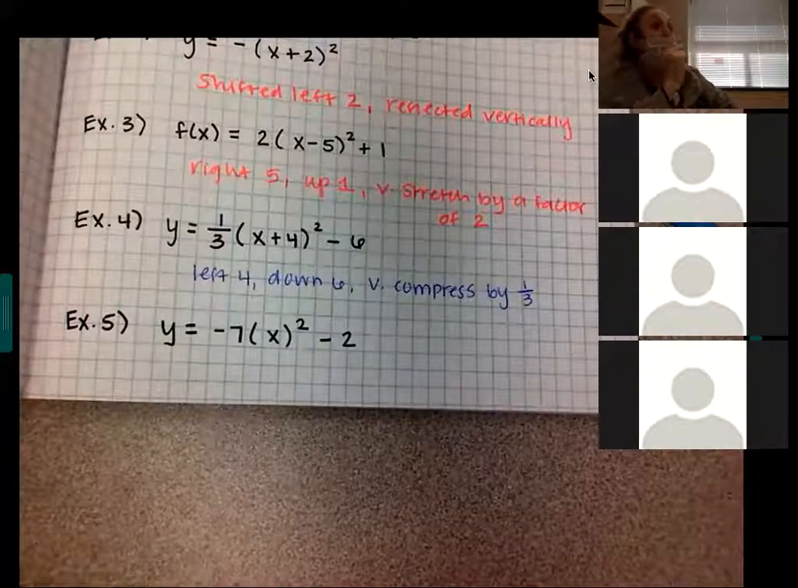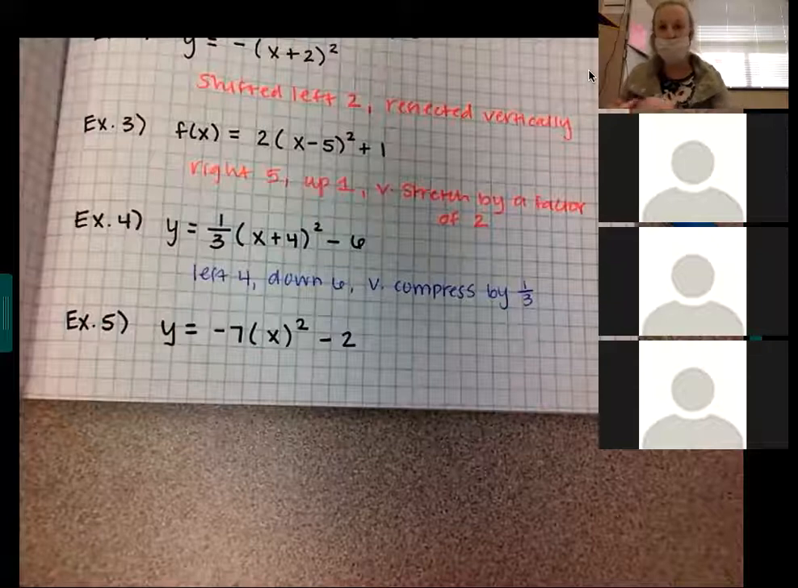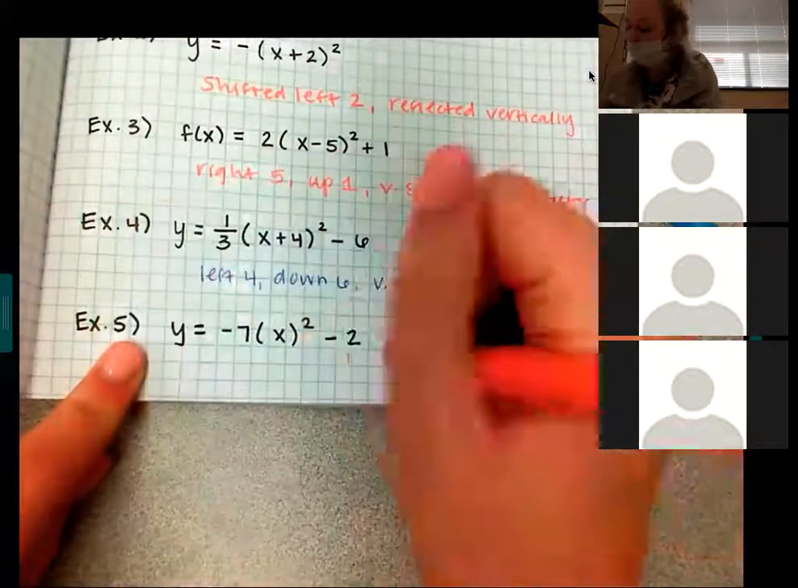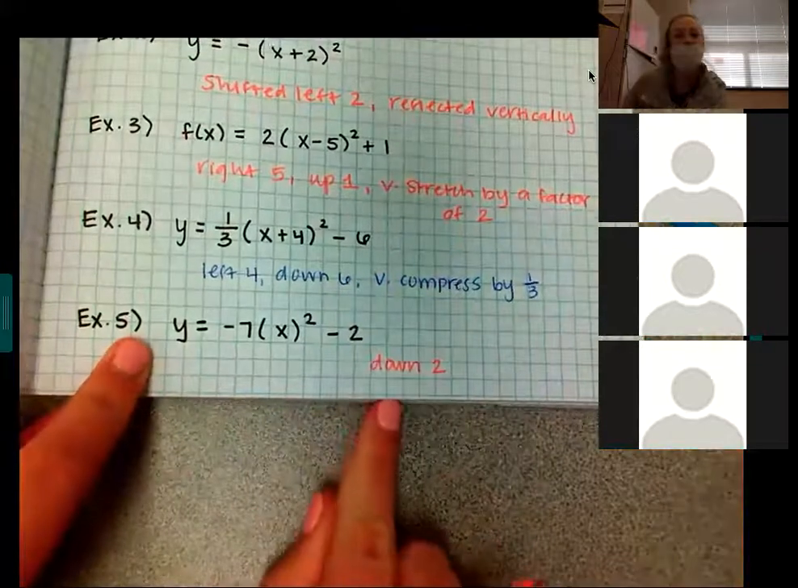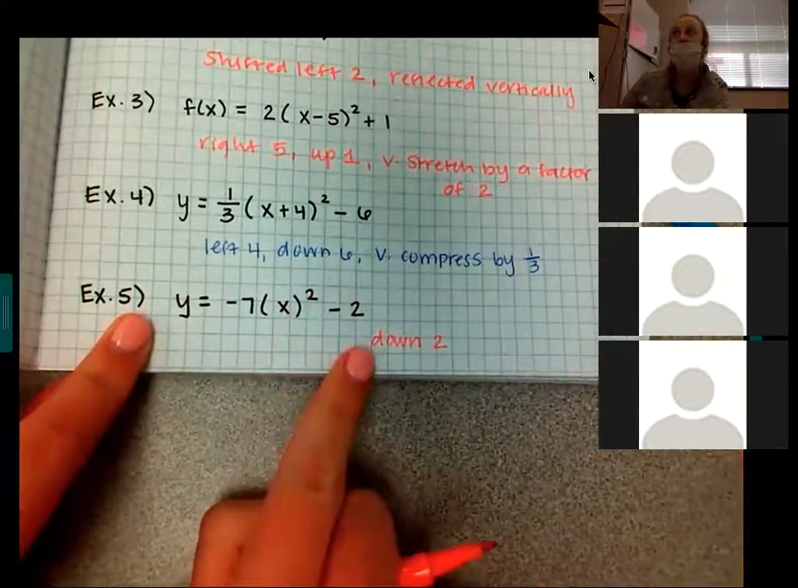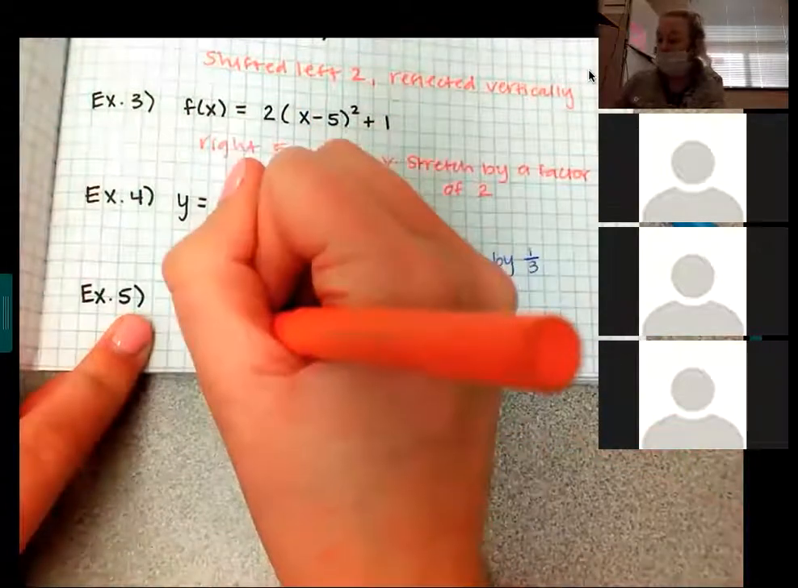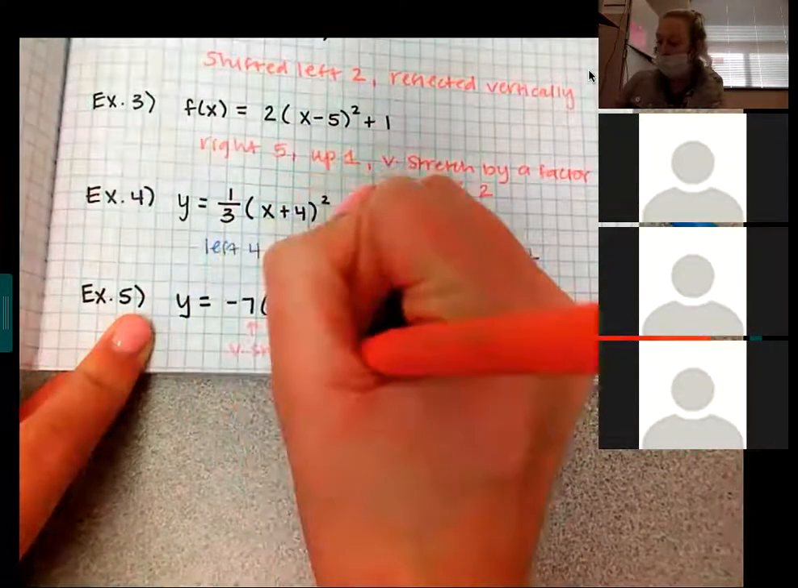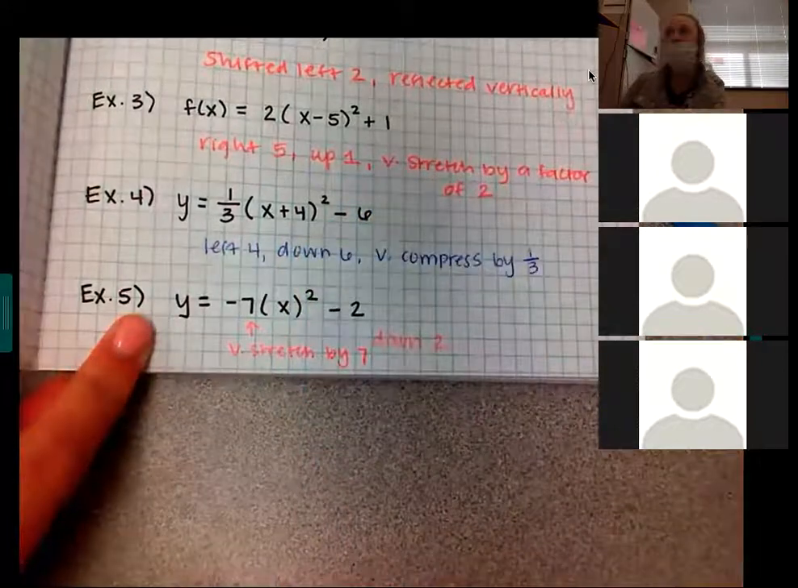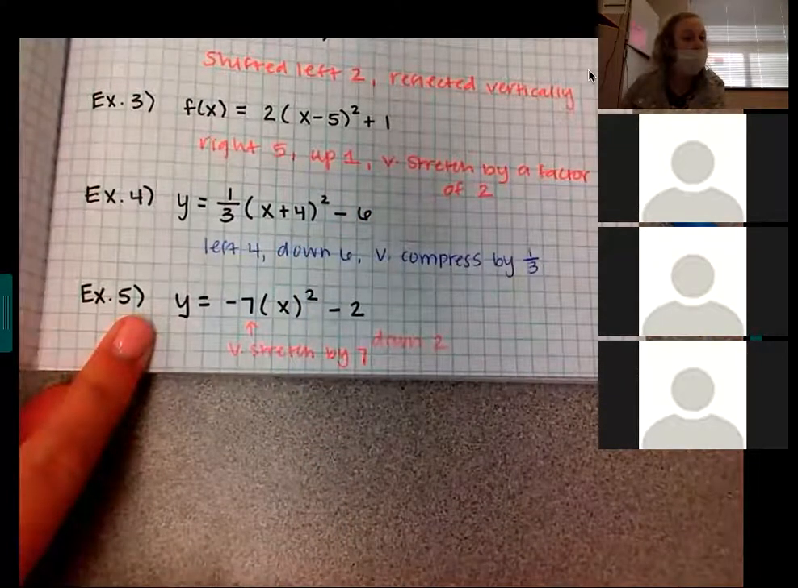Good, reflect it vertically. So what I'm hearing everybody say, this is good. You guys said down 2, and I'm gonna write them underneath the one they go with to see if that'll help some of you. Down 2. Then we said this is a vertical stretch by a factor of 7. So I'm just gonna write by 7. I'm okay if you abbreviate.